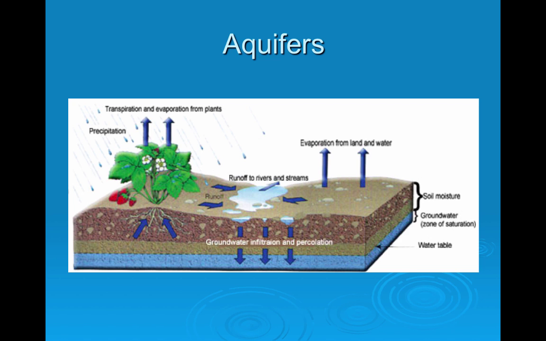So, in an aquifer, you have a couple of zones. You have the zone of saturation, where it is completely full of water and you cannot put a single drop more. And then you have the zone of aeration, which is free pockets or pores where water can still fit. The imaginary line between the zone of aeration and the zone of saturation is the water table.